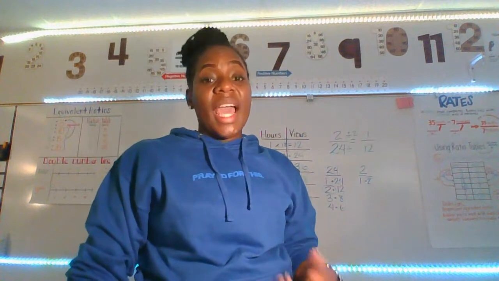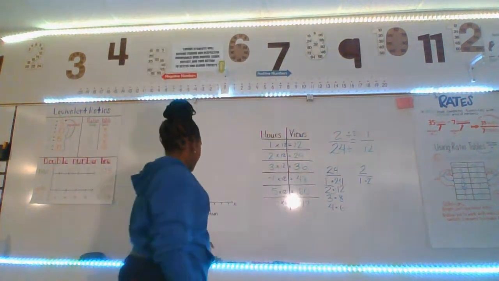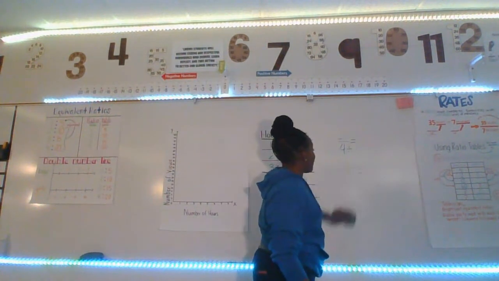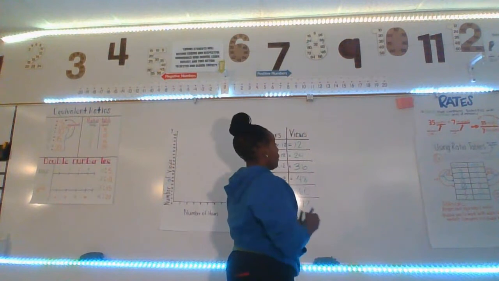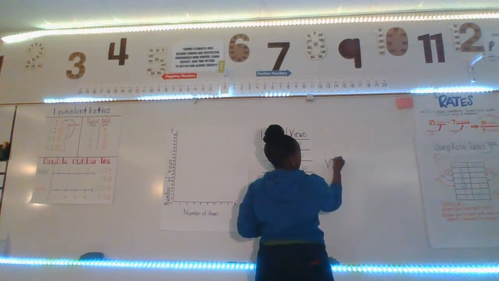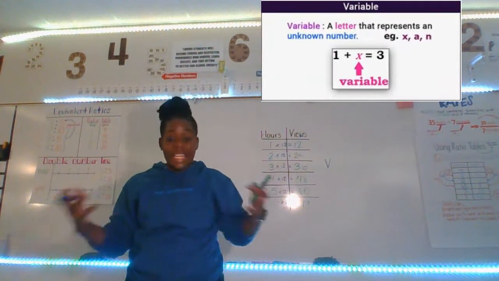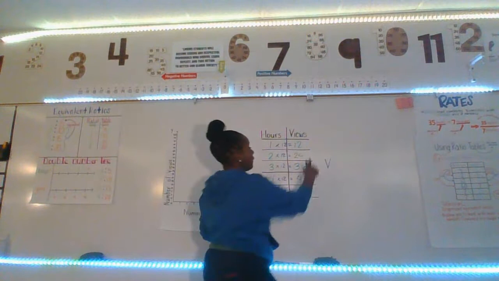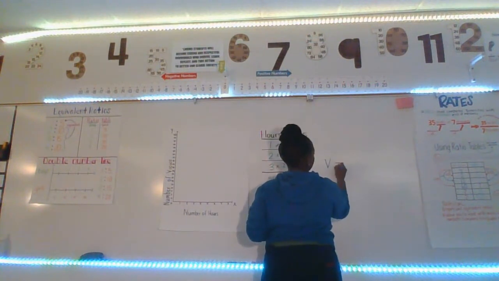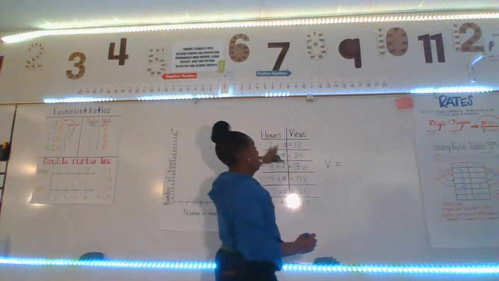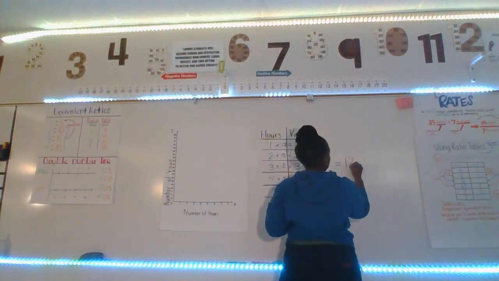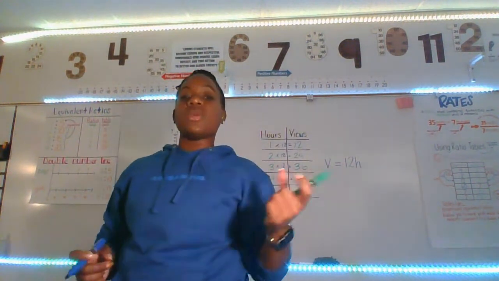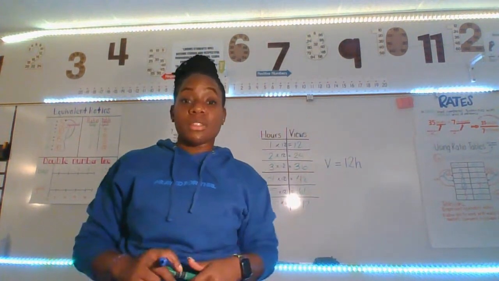Now it says using an equation to figure this out. Remember, what are we doing to the hours in order to get the number of views, right? So views, the letter V, remember that's a variable. You can use any letter to represent something we don't know, all right? So we're taking the views, right? In order to get the views, we're taking hours and multiplying it by 12. So we would say 12H. When you put a number and a letter right next to each other, that implies multiplication, all right?